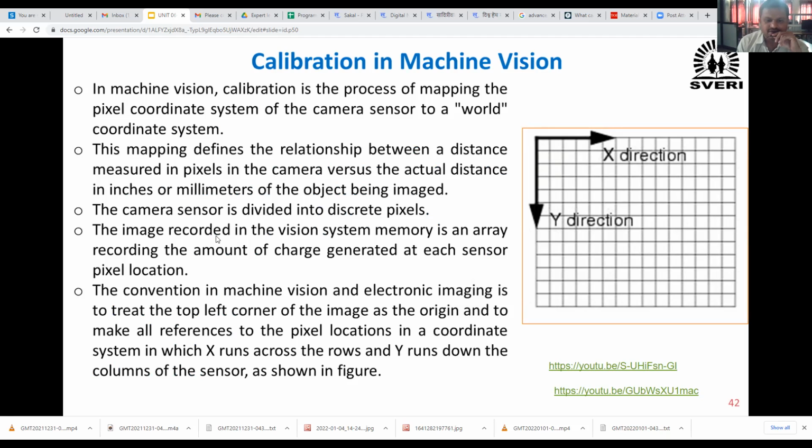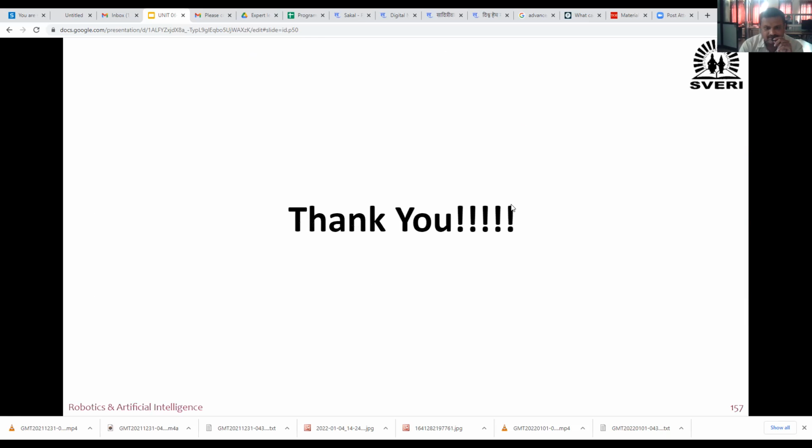The camera sensor is divided into discrete pixels. The image recorded in the vision system memory is an array recording the amount of charge generated at each sensor pixel location. The convention in machine vision or electronic imaging is to treat the top left corner of the image as the origin and to make all references to the pixel locations in a coordinate system in which X runs across the rows and Y runs down the column of the sensor, as shown in the figure. Therefore, this is the calibration.